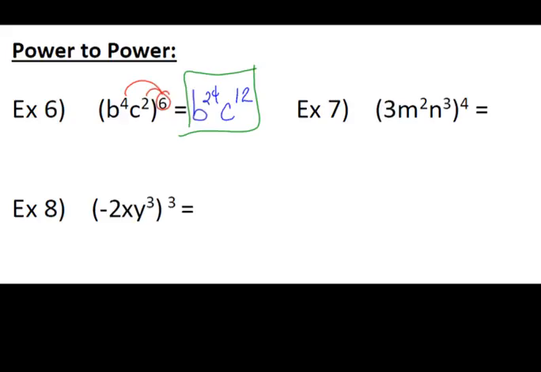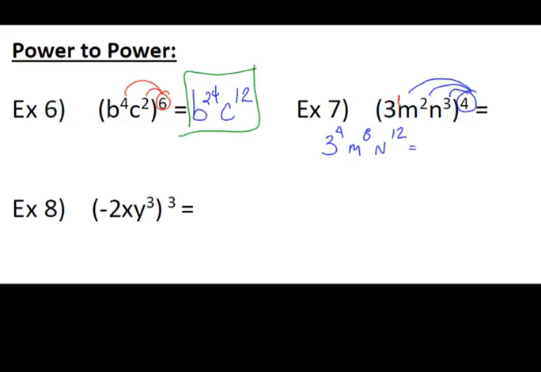For example 7, I have to remember that this is really 3 to the 1st power, and I have to distribute this 4 on the outside of the parentheses to every one of my exponents. So I now have 3 to the 4th power, m to the 8th power, n to the 12th power. 4 times 2 is 8, 4 times 3 is 12.